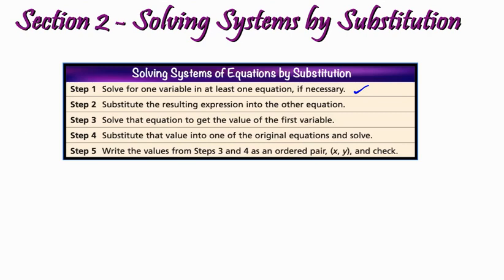Step 2, substitute the resulting expression into the other equation. Step 3, solve the equation to get the value of your first variable. Step 4, substitute that value into one of the original equations and solve. And step 5, express your final answer as an ordered pair, (x, y) in parentheses, and check that it makes both equations true.